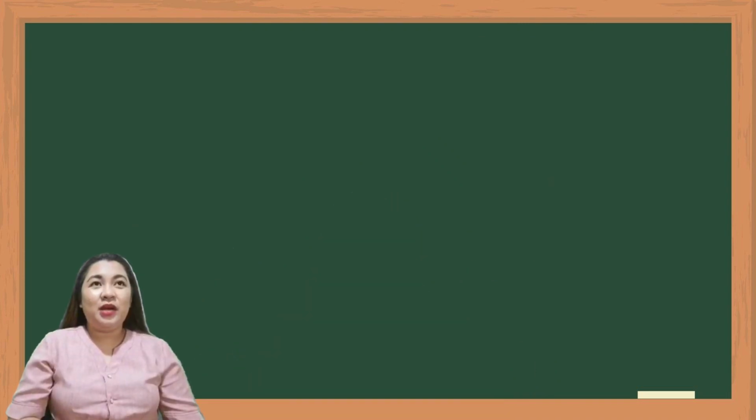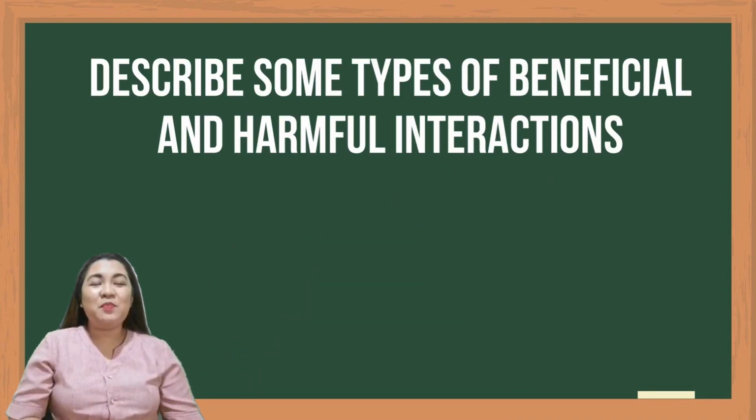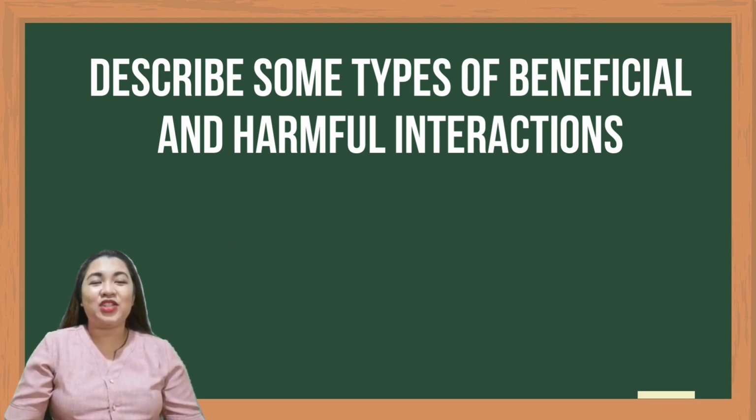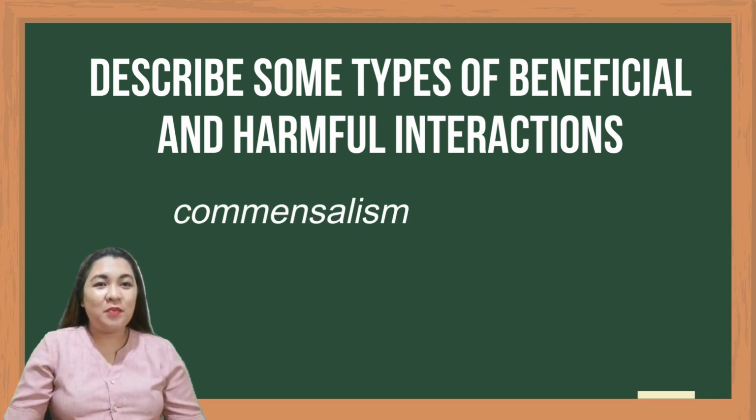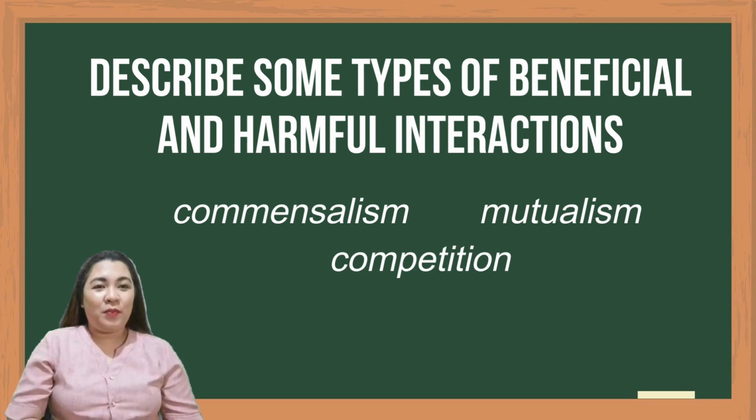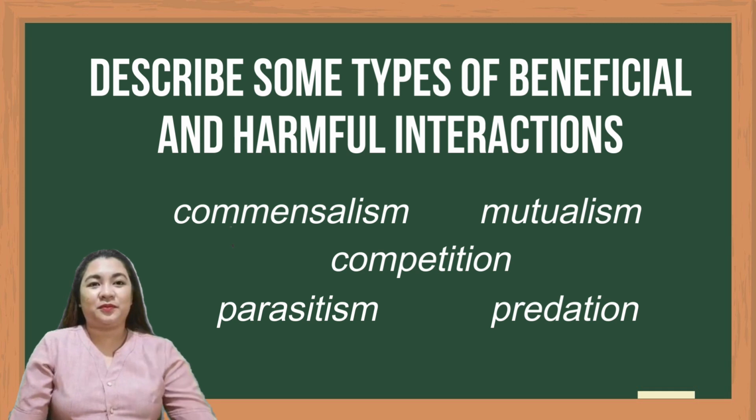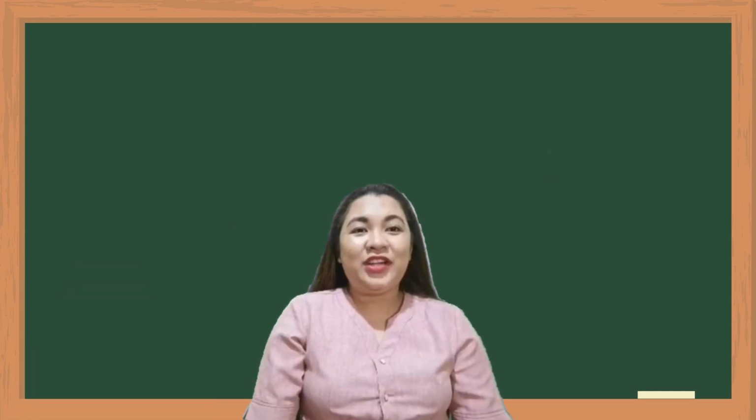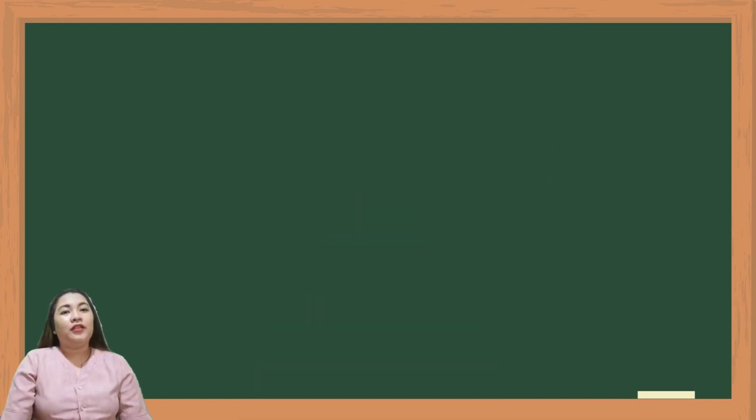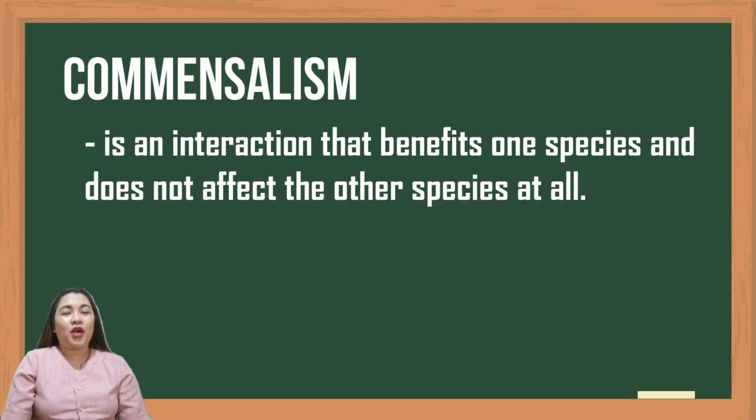In this lesson, we are going to describe some beneficial and harmful interactions such as commensalism, mutualism, competition, parasitism, and predation. These interactions between organisms may or may not benefit one or both. The first type of interaction is called commensalism.